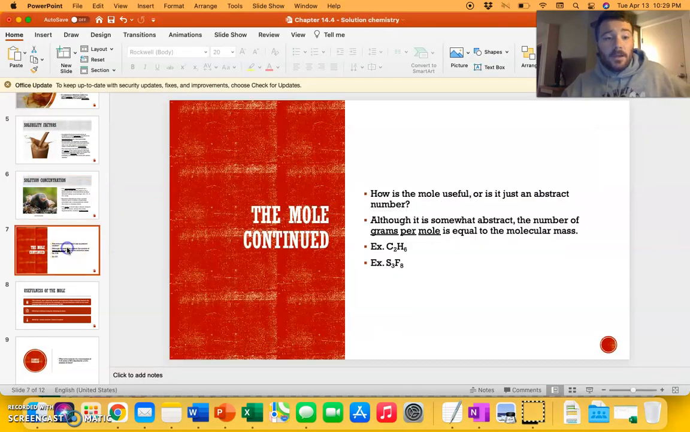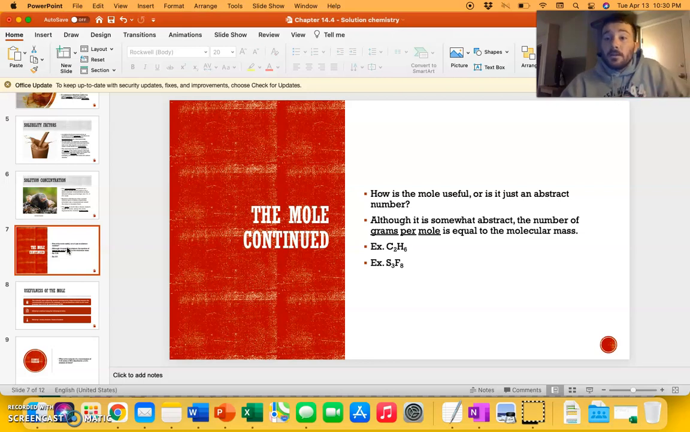And really, you might ask yourself, so how's this number useful? Is it just an abstract number? Well, in a way, it is abstract. The guy who came up with it really came up with it based on how many atoms he believed to be in a cup of carbon, actually, is what he used. Specifically, it would be 12 grams of carbon 12. Kind of strange. So a little abstract, yes. Useful? Absolutely. More than you know. The mole is the basis of molecular chemistry on every level. Although it's somewhat abstract, the number of grams per mole is equal to the molecular mass.